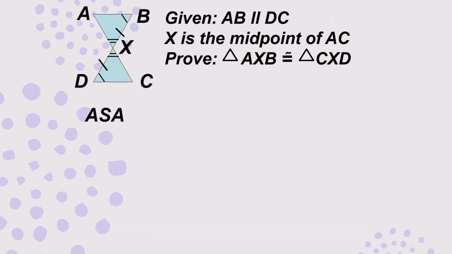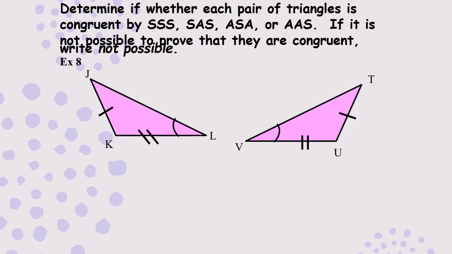The next question I'm giving you for your homework. If line AB is parallel to DC and X is the midpoint of AC, can you prove that triangle AXB is congruent to triangle CXD? Prove it on your own.